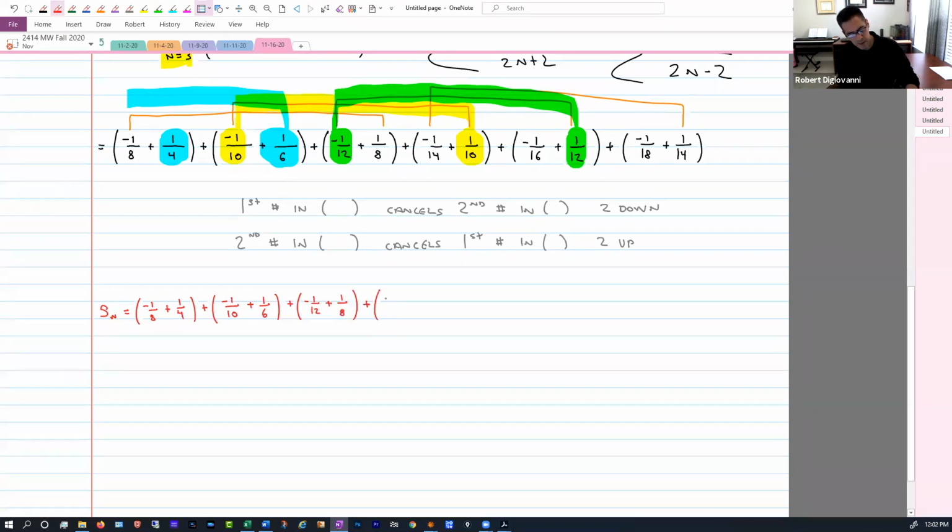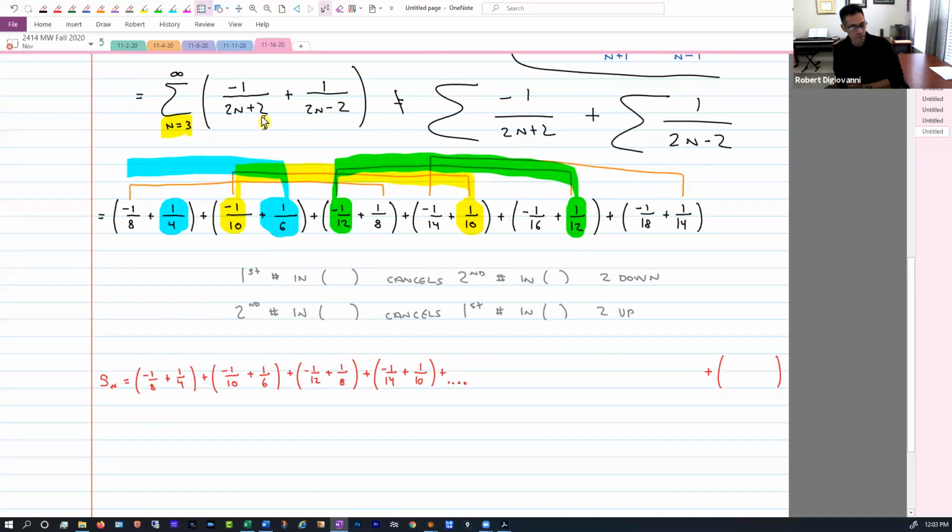Students always ask me, how many of these should I write? And I always say, write enough of them to establish the pattern. Then you say dot, dot, dot. And then way at the end, you need to put what the very last one would be. So that's the original formula with just n in it: -1 over 2n plus 2, plus 1 over 2n minus 2. That's what the formula looks like if I plug n in.